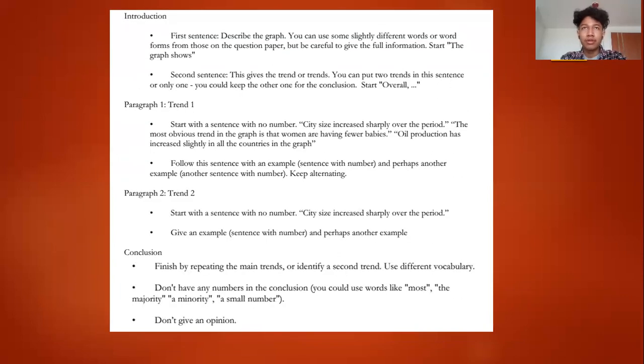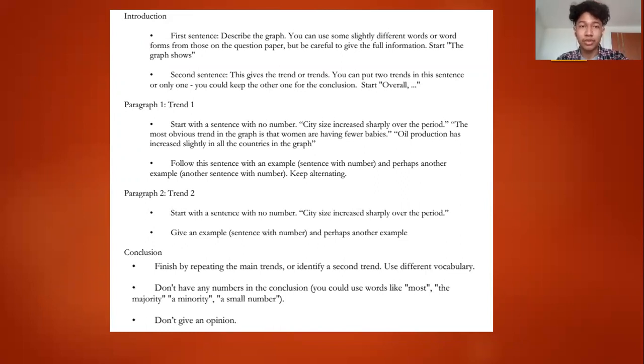So when we are writing about a graph, there are four main things that we have to write. The first one is the introduction, then paragraph one or trend number one, paragraph two or trend number two, and the conclusion. So in the introduction, in the first sentence, we have to describe the graph. You can use slightly different words from those on the question paper, but don't give too much.